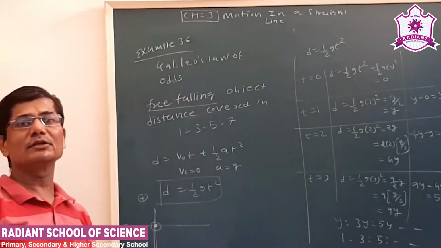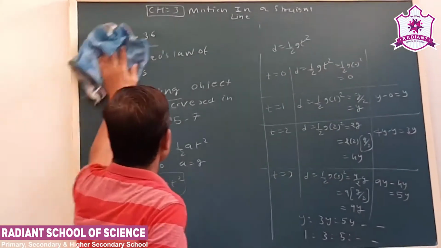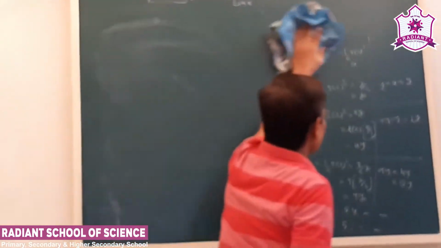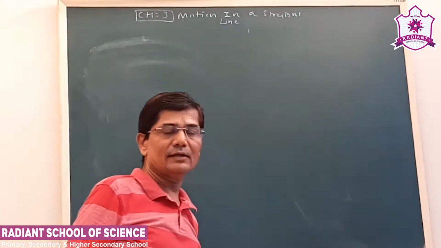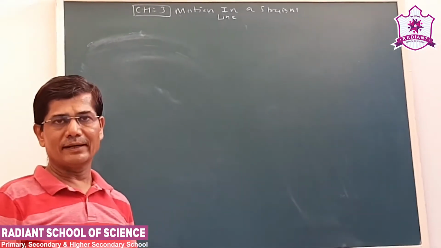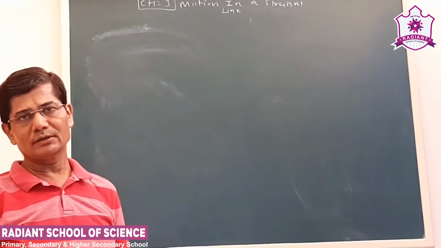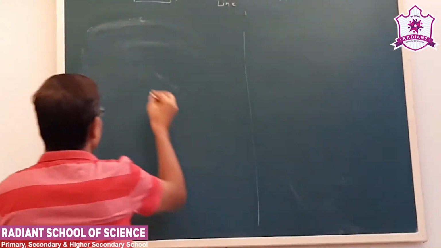Now next we have to see about stopping distance. What is stopping distance? Suppose a vehicle is moving and we apply the brake. The distance covered by the object after applying the brake until it comes to a halt is called the stopping distance. Okay, so our next topic is this.